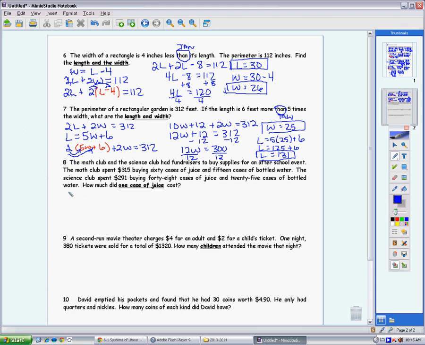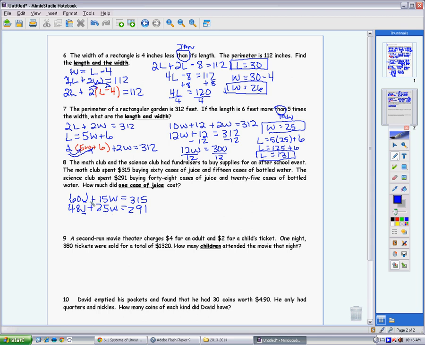Okay, so we have 60 cases of juice, J for juice, and 15 cases of bottled water, and we use W for water, and they spent $315, and that's the Math Club. Then they have 48 cases of juice and 25 cases of water, and they spent $291. Now they want us to find juice. So this is in standard form, so I'm going to use the elimination method, and I want to eliminate my W's because I just want to find juice. I don't need to find both of them.